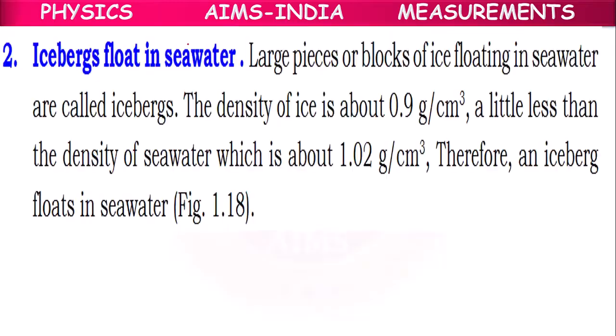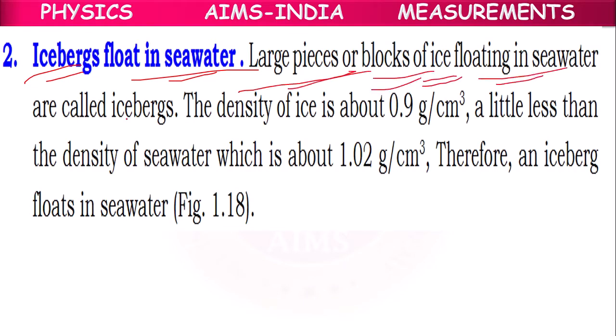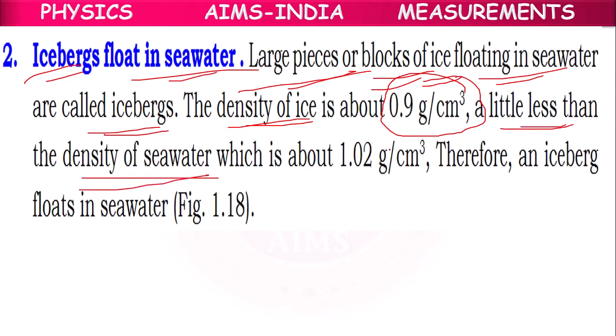Okay. So icebergs float in seawater. Iceberg means large pieces or blocks of ice floating in seawater. The density of ice is 0.9 gram per centimeter cube, a little less than the density of seawater, which is 1.02 gram per centimeter cube, which means almost they are equal. So that's why iceberg is floating in seawater.